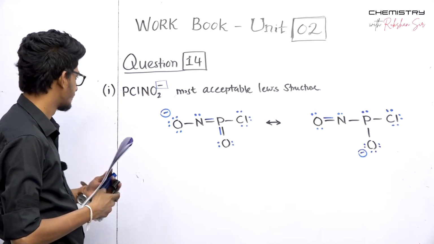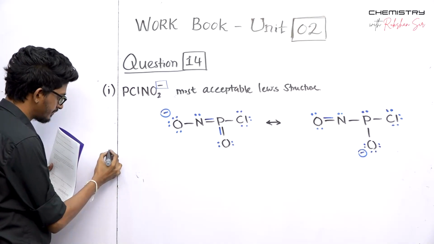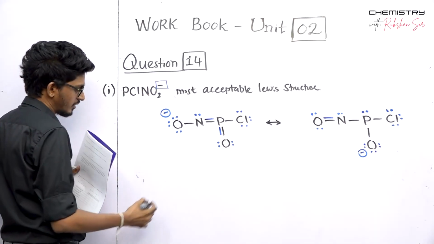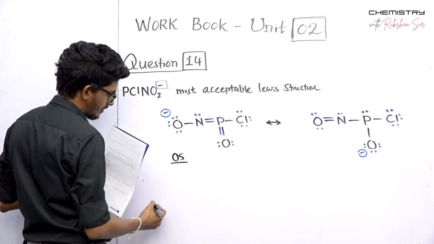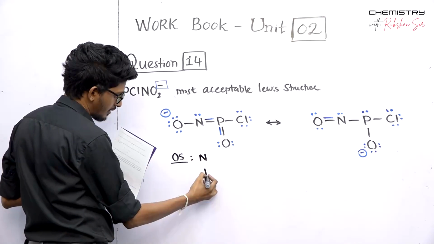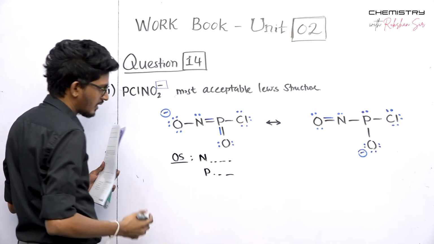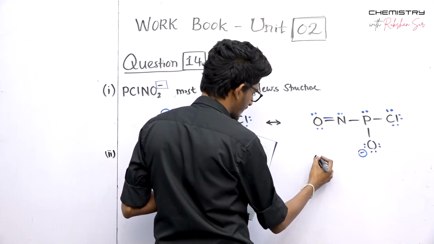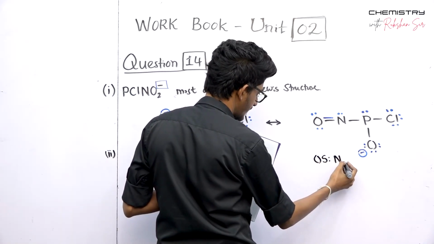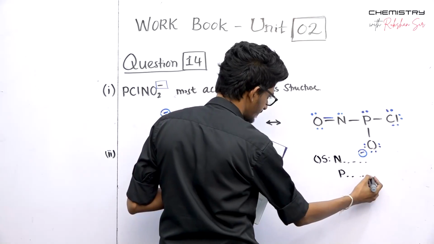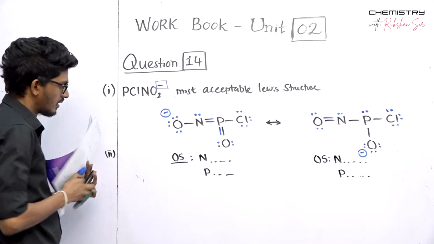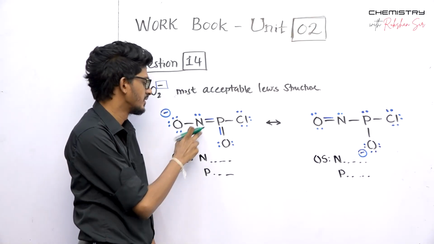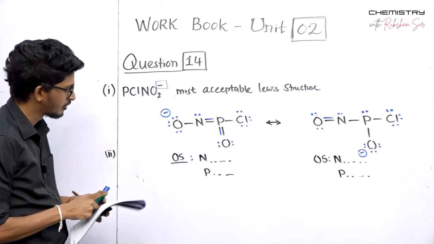Roman number 2. They are asking for the oxidation numbers of nitrogen and phosphorus in the structures you have drawn. Oxidation states, oxidation numbers of nitrogen and phosphorus, right? So we'll draw for both. Oxidation states. So how do I relate? With this nitrogen, what is the oxidation state first of all?